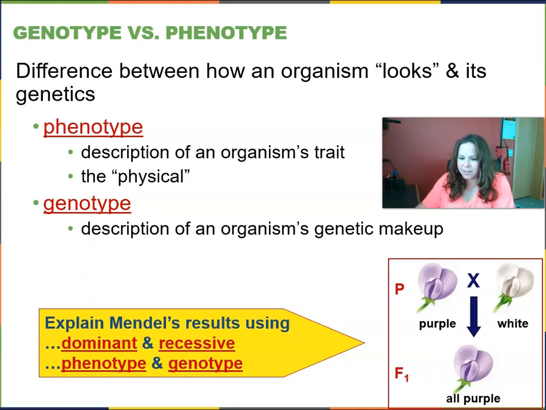So for instance, let's look at the purple and white flower example here, this F1 generation, its phenotype is purple, but its genotype is that it's carrying both a purple and a white allele. We can't see that on the outside here, we just see a purple flower, but on the inside in the cells, we know that it's carrying one of each. So its phenotype can be different from the genotype.